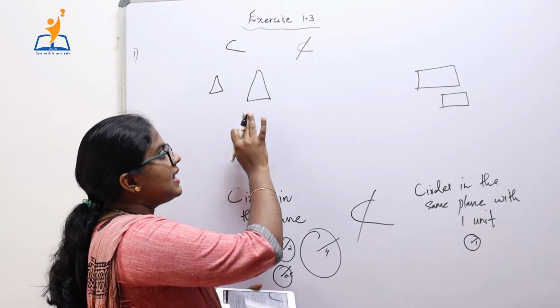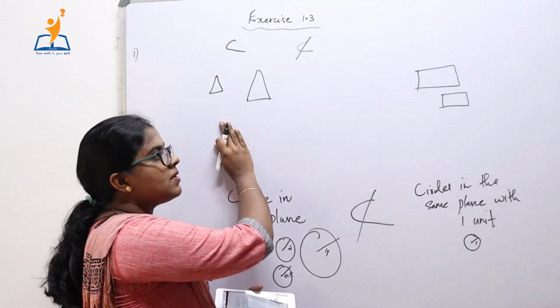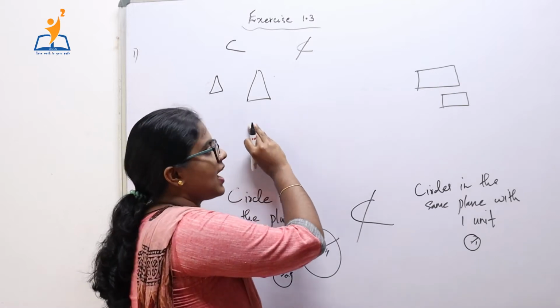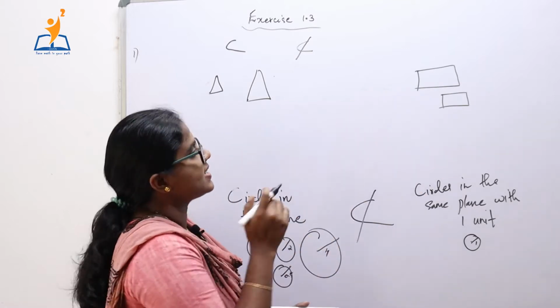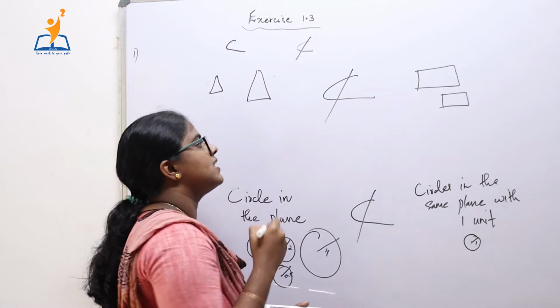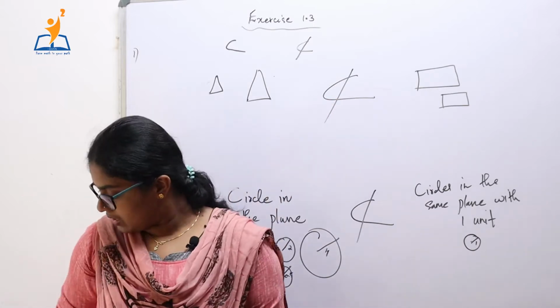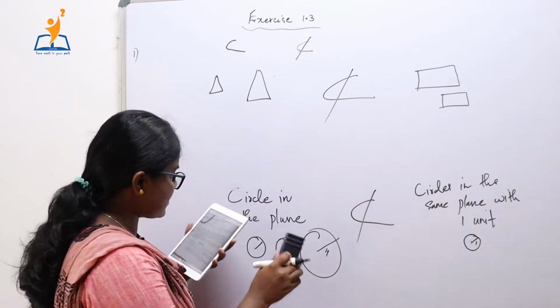So we can clearly say that no element of this set is present in this set, because here we have triangles and here we have rectangles. So it is clear that this particular set is not a subset of the set of rectangles. Now moving on to the next question.